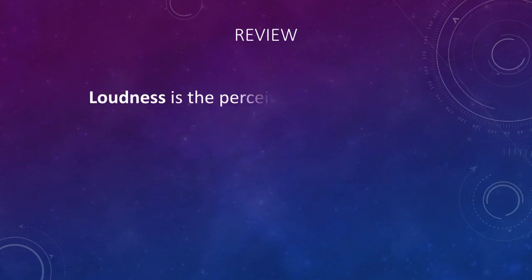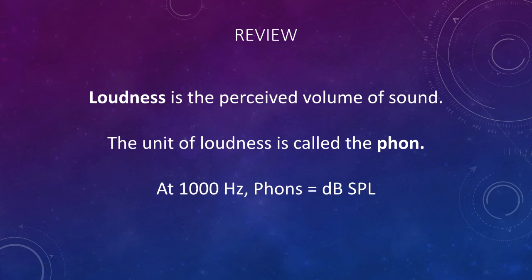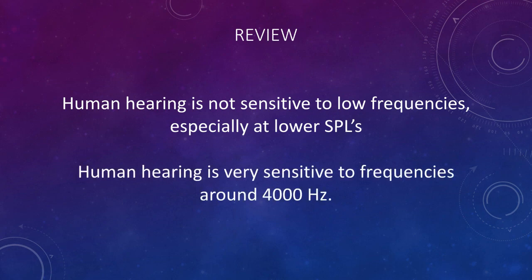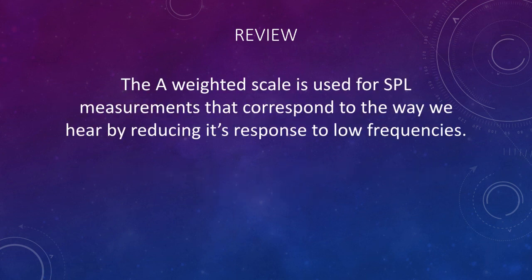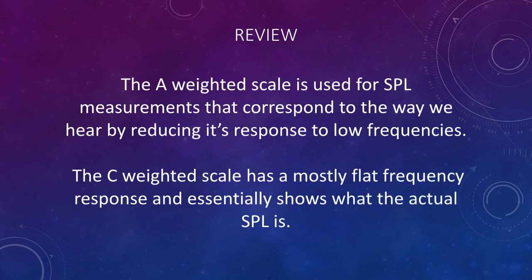To review, loudness is the perceived volume of sound. The unit of loudness is called the fon. At 1000 Hz, fons equal dB SPL. Human hearing is not sensitive to low frequencies, especially at lower SPLs. Human hearing is very sensitive to frequencies around 4000 Hz. The A-weighted scale is used for SPL measurements that correspond to the way we hear by reducing its response to low frequencies. The C-weighted scale has a mostly flat frequency response and essentially shows what the actual SPL is.